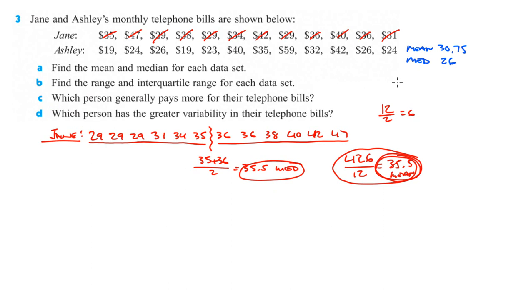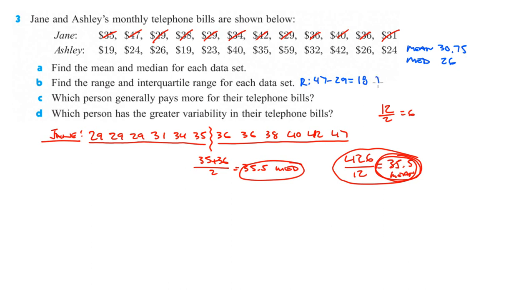Find the range and interquartile range for each data set. Okay, probably should have read the rest of this before I went on to the second set of data, but that's okay because we still have that data, one set of data. Ashley's data is in the calculator, and the rest is out here. So if we want to find the range, it is going to be 29 to 47. So 47 minus 29 is going to give us what? 18 is going to be that range.